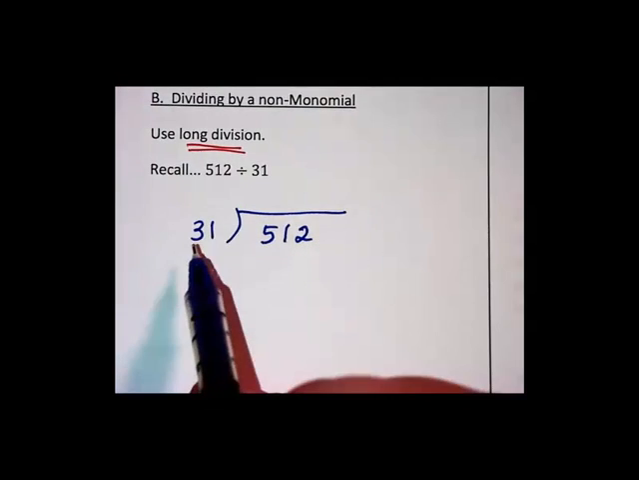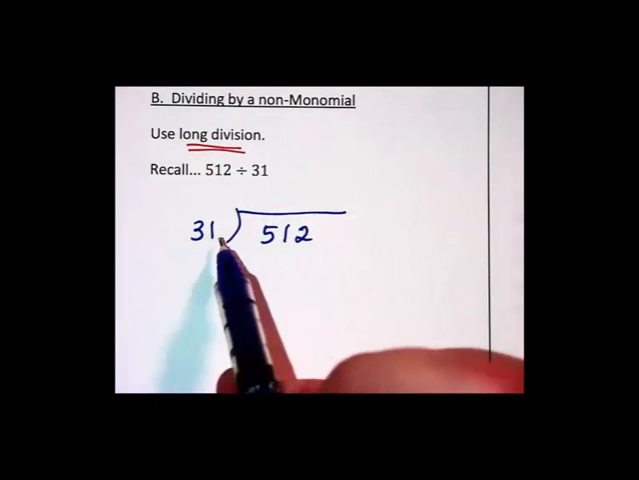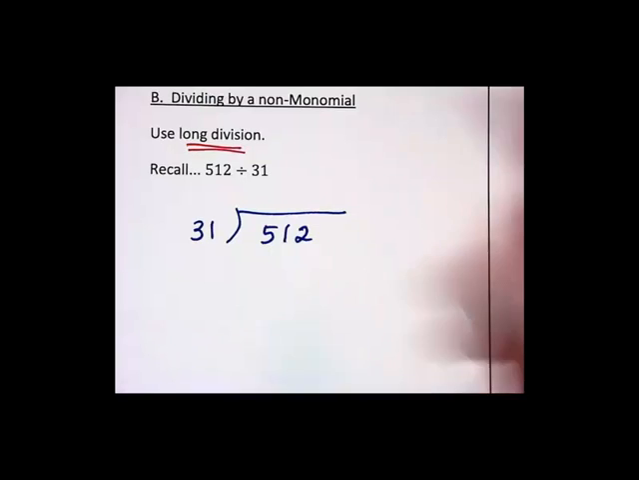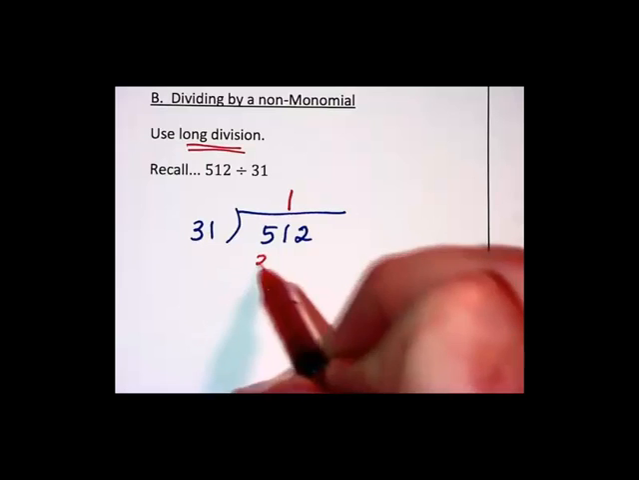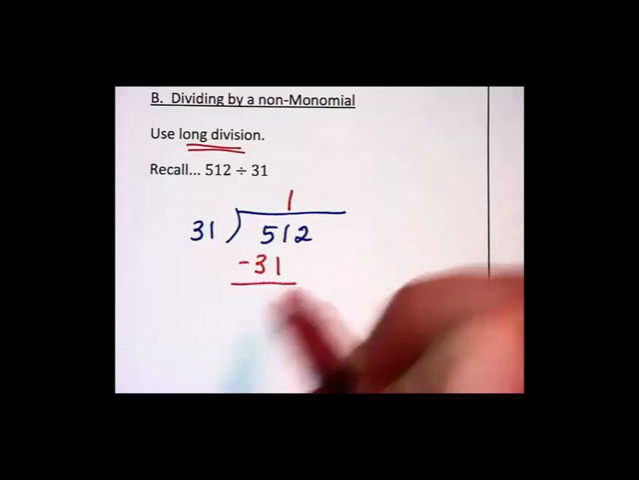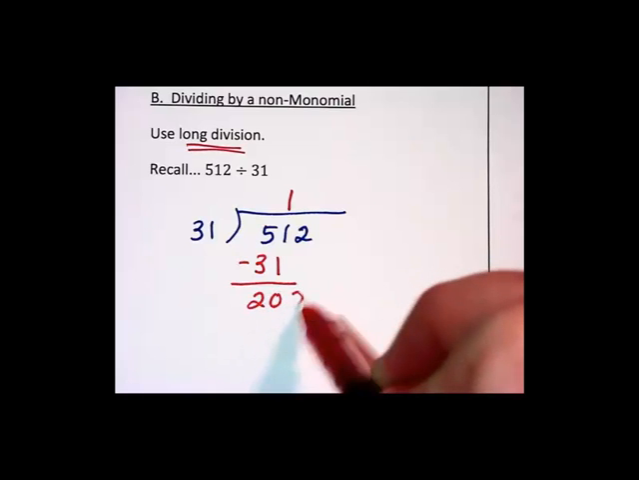We'd begin by asking how many times does 31 go into 5? It doesn't. 31, how many times does it go into 51? The answer is 1 time. We take the 1 on the top, we multiply it by the 31 on the left to get 31, and then we subtract and we get 20. We bring down our 2.